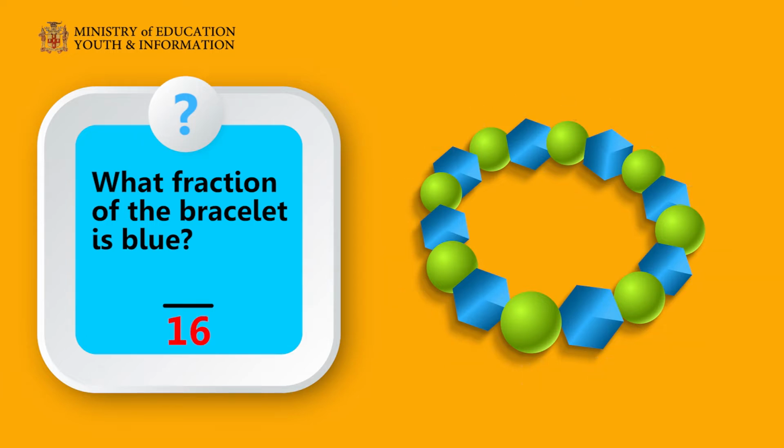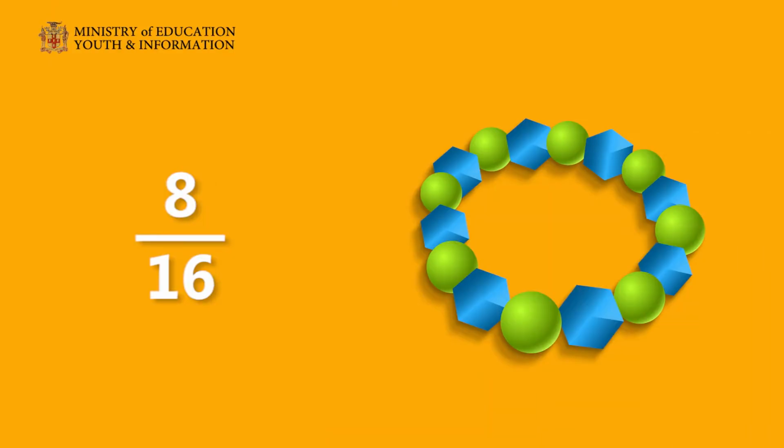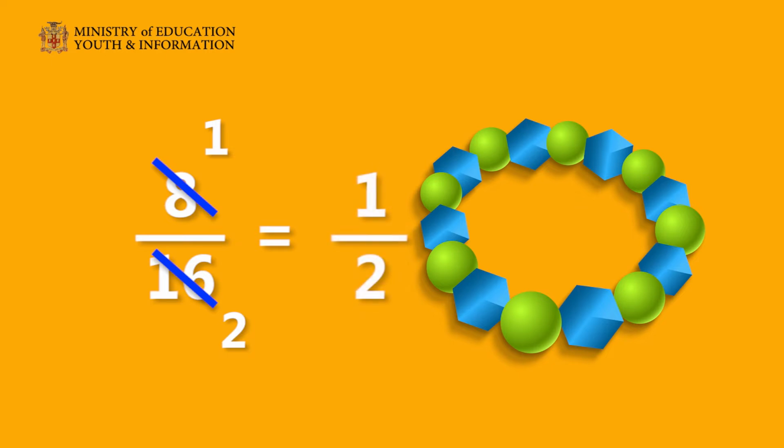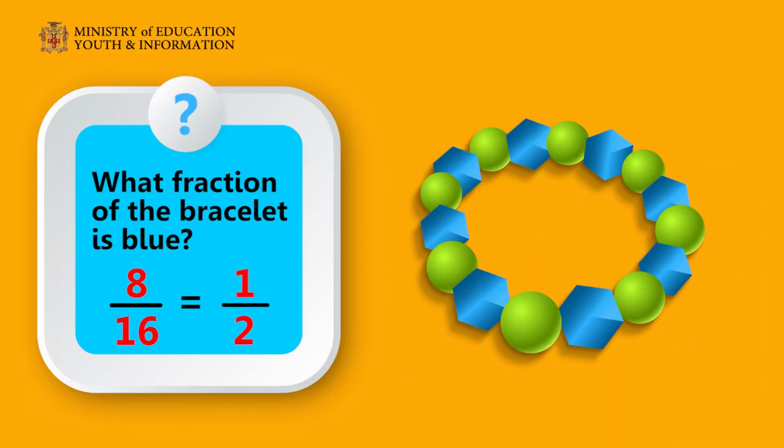How many of the 16 beads are blue? Let's count them. 1, 2, 3, 4, 5, 6, 7, 8. Right you are, 8 blue beads out of the 16 beads. What fraction is that? 8/16? Can that be simplified? Yes. What fraction is that? A half. Awesome. That's a half of the entire bracelet.